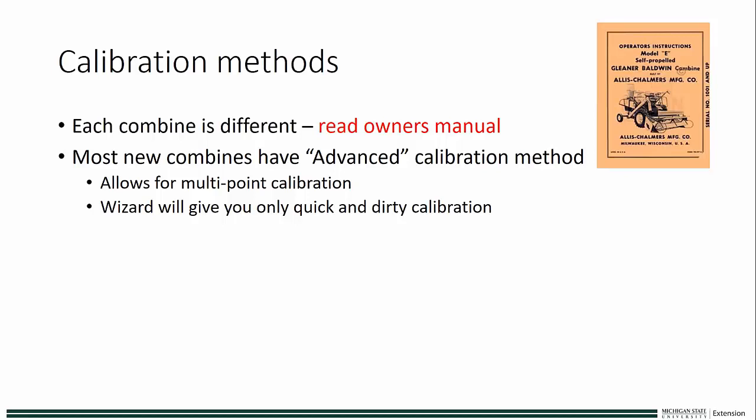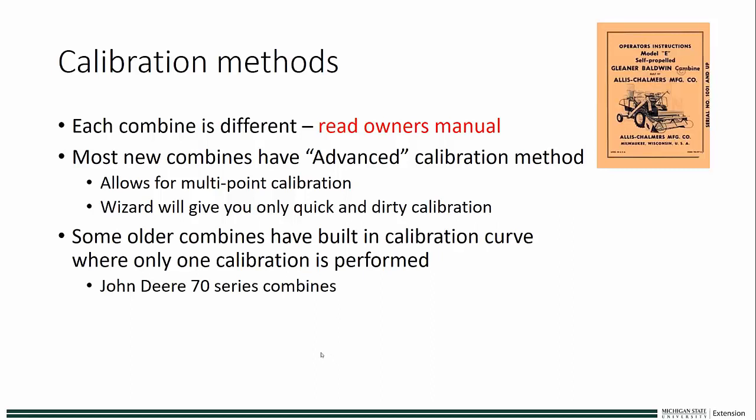I don't know for sure how many are using it, but I think a lot of people are using the Wizard. I would definitely recommend using the advanced because that allows for multi-point calibration, and I'll show you why that's important in just a second. The Wizard will only give you a quick and dirty, and in the example I mentioned where I had a research plot at a guy's farm and we were harvesting corn, he told me that he's got the combine dialed right in, and when we did the calibration, we found out differently.